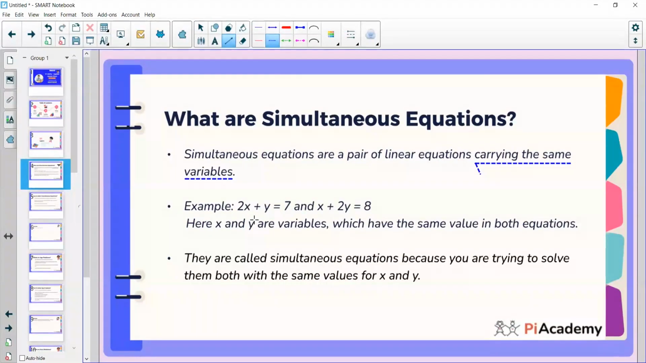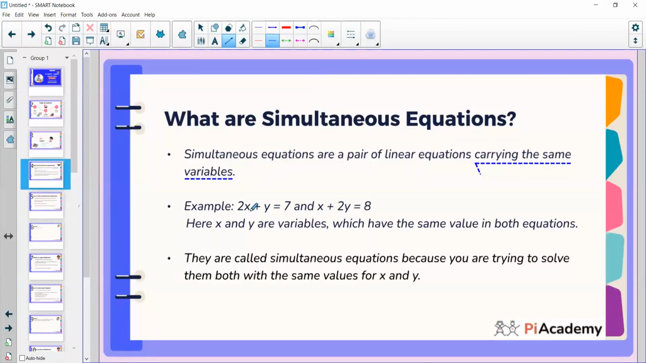Now, these alphabets have a speciality. They carry a certain number or some value. So over here, x can be 5 and y can be 1, just for example, hypothetically speaking. So these variables carry certain values. And simultaneous equations are a pair of linear equations, which means more than one linear equation carrying the same variables.